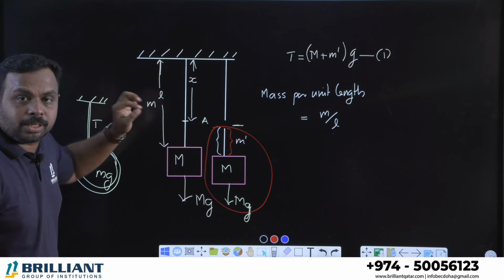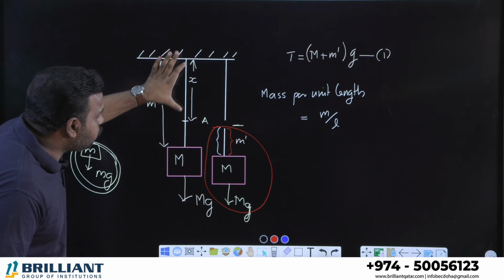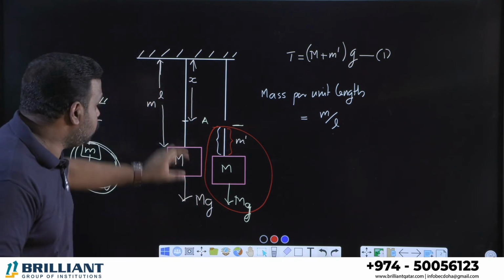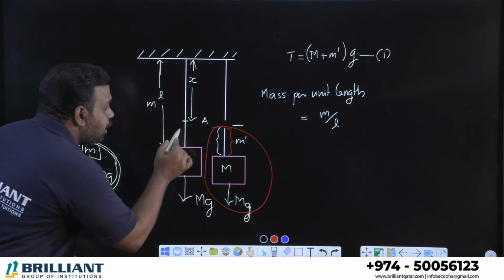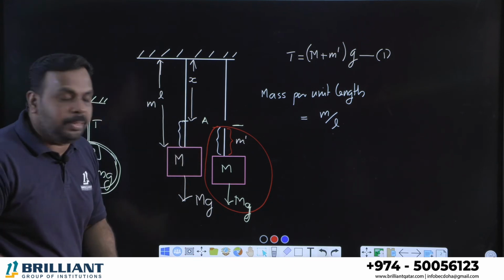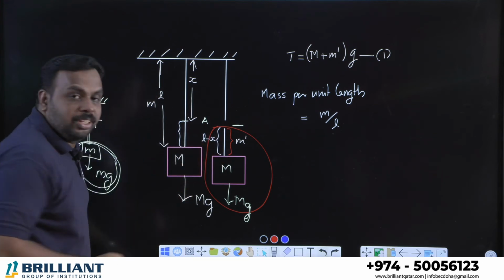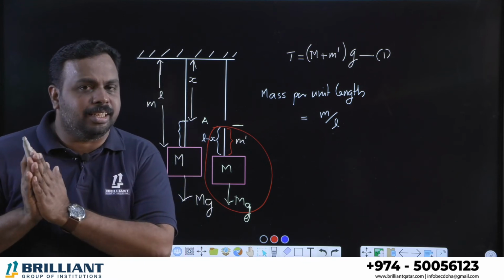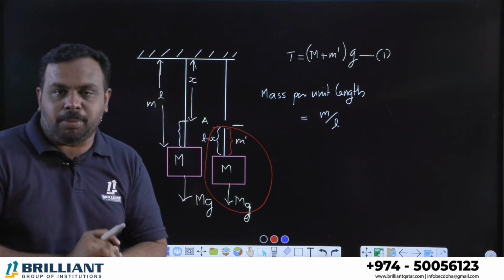Now check the diagram and tell me what is the length of this part. Total length of the string is what? L. Total length of the string is L, and from the point of suspension to the point A, the distance is x. So total is L and this is x, means what will be the length of the remaining part? Remaining part means from here till here, right? It will clearly be equal to L minus x. So we got the length of that part. That part of the string is L minus x.